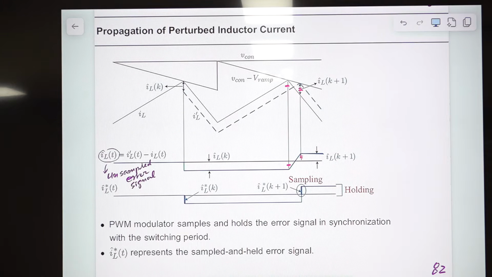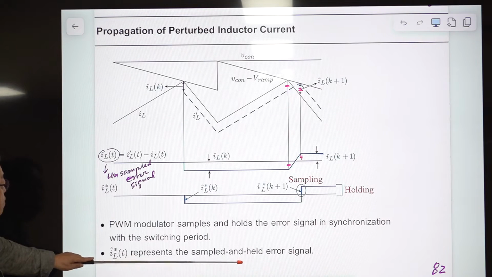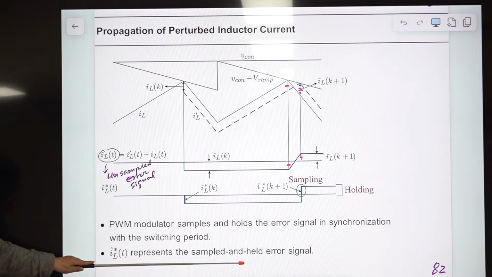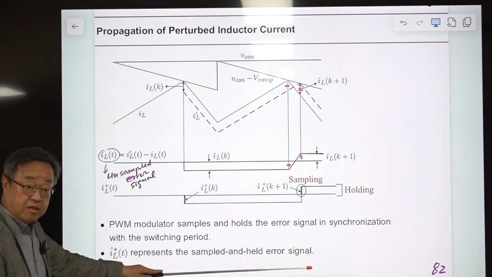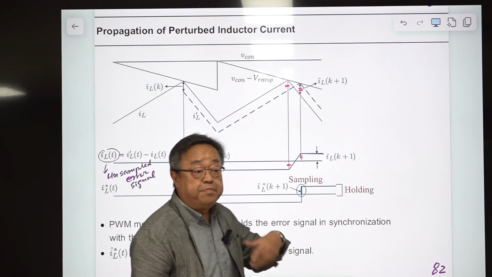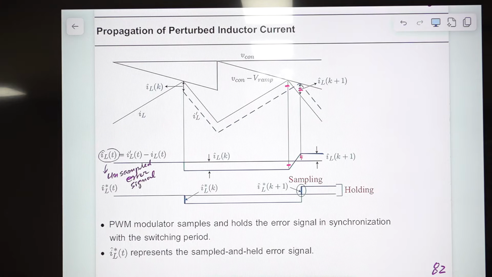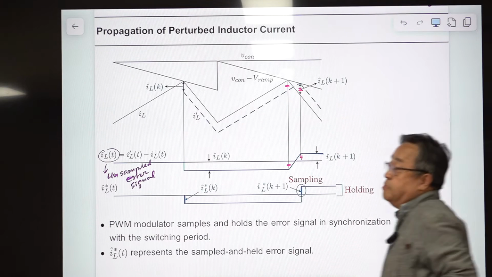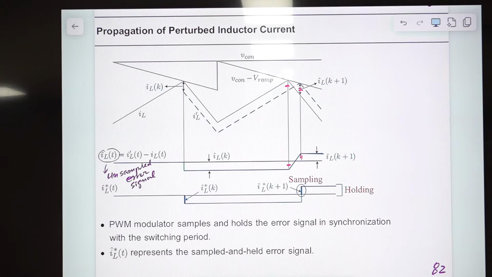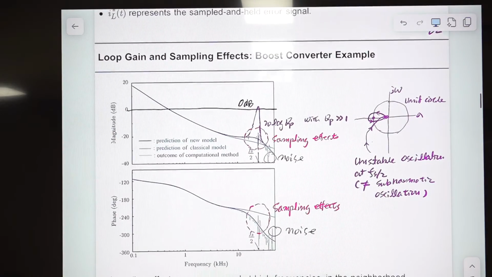So this is the unsampled error signal, or true error signal, and this IL star hat is the sampled error signal. So IL star hat represents the sampled and held constant error signal. Because of this, the sampling feature is implanted in the system dynamics, and it shows up in the loop gain or some transfer function. This is one good example. So I'm comparing here.